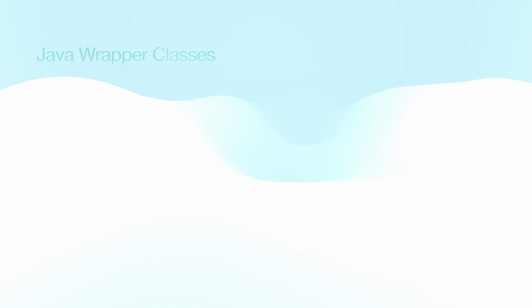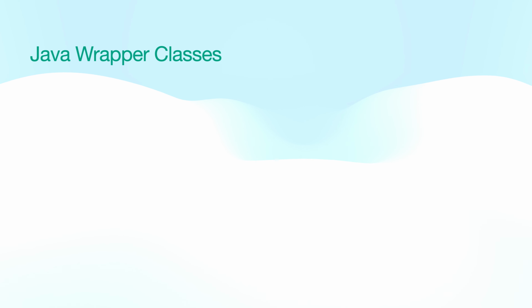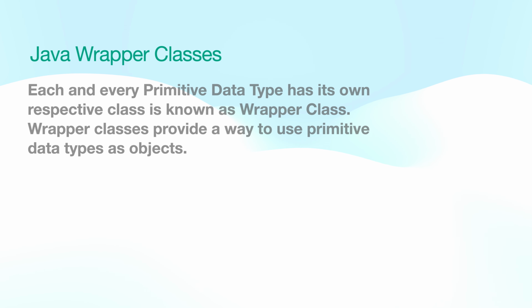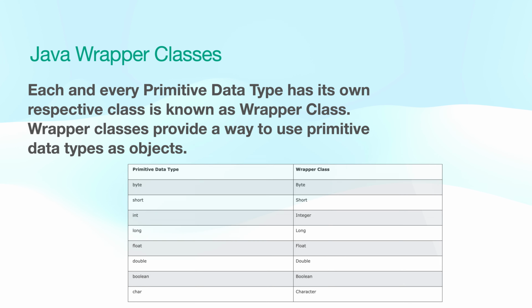On the next slide, let's talk about Java wrapper classes. Each and every primitive data type has its own respective class, known as a wrapper class. Wrapper classes provide a way to use primitive data types as objects. Let's see the chart. Here you go, the primitive data type is on the left-hand side, while that's the wrapper class. The wrapper class always starts with a capital letter, while the primitive data types are in small letters.